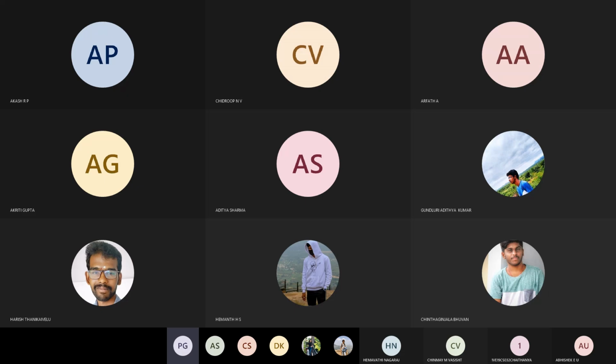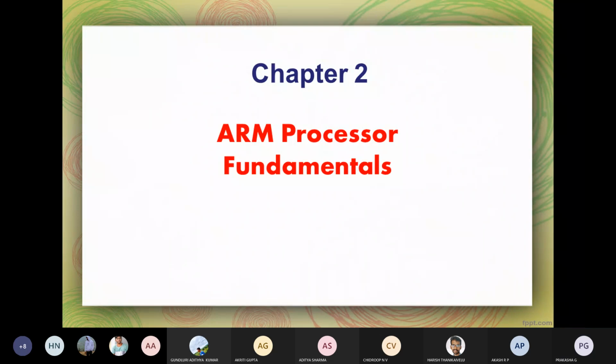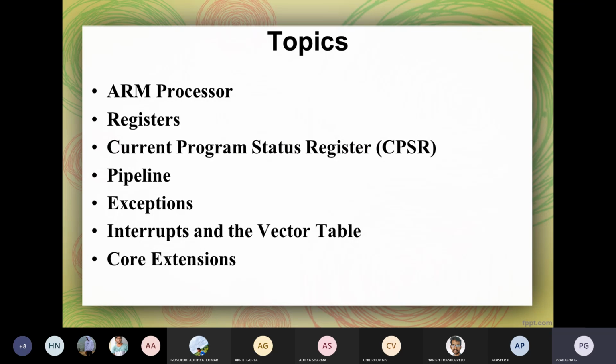Basically, ARM processor fundamentals. What are the fundamentals of the ARM processor? How is it going to work, and how is it going to communicate with the other peripherals and other devices? The internal parts of the ARM processor are what we are mainly concentrating on here.